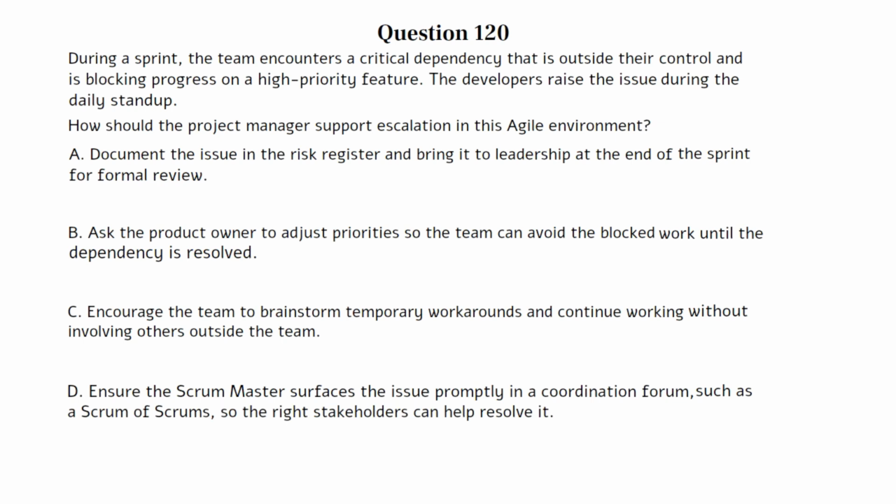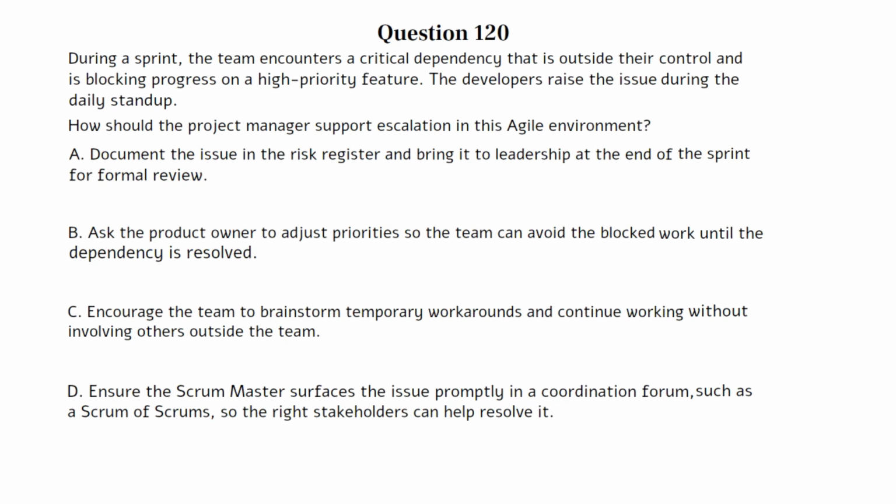Question 120. During a sprint, the team encounters a critical dependency that is outside their control and is blocking progress on a high-priority feature. The developers raise the issue during the daily stand-up. How should the project managers support escalation in this agile environment?